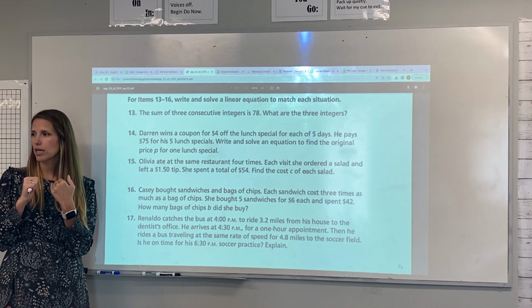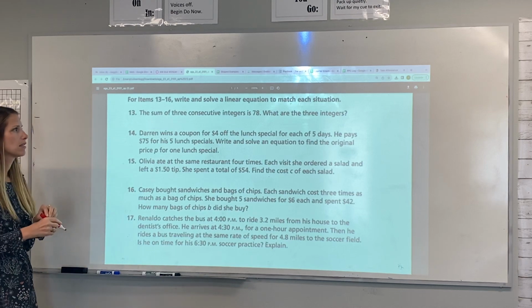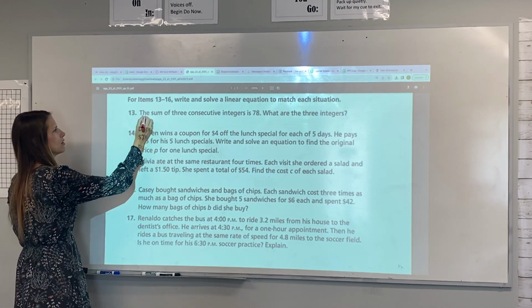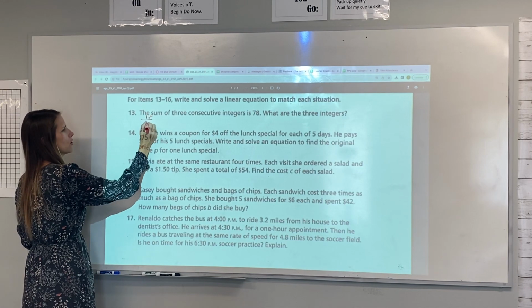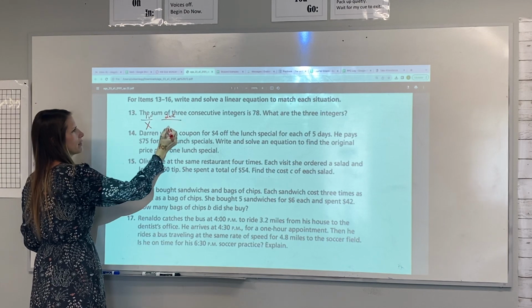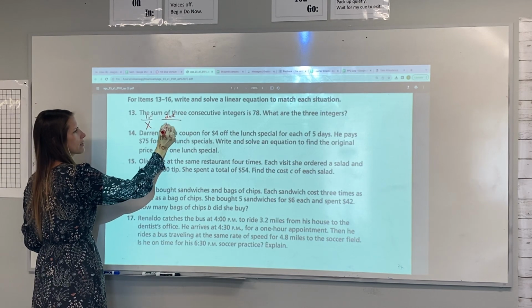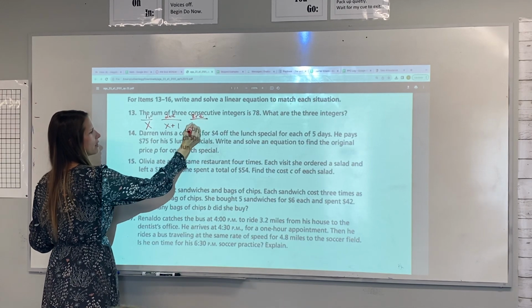And can somebody share with me how we represent each value? It's x. So our first one would be x, our second one would be x plus 1. Good, and our third one would be x plus 2.